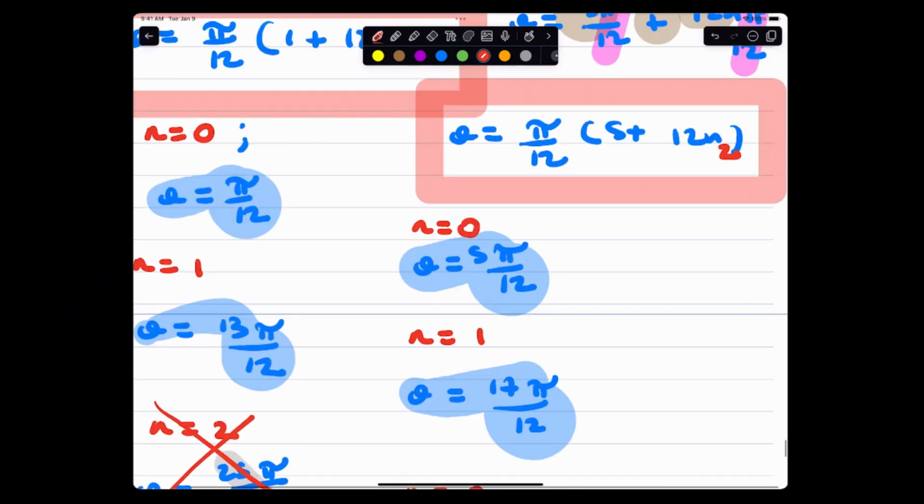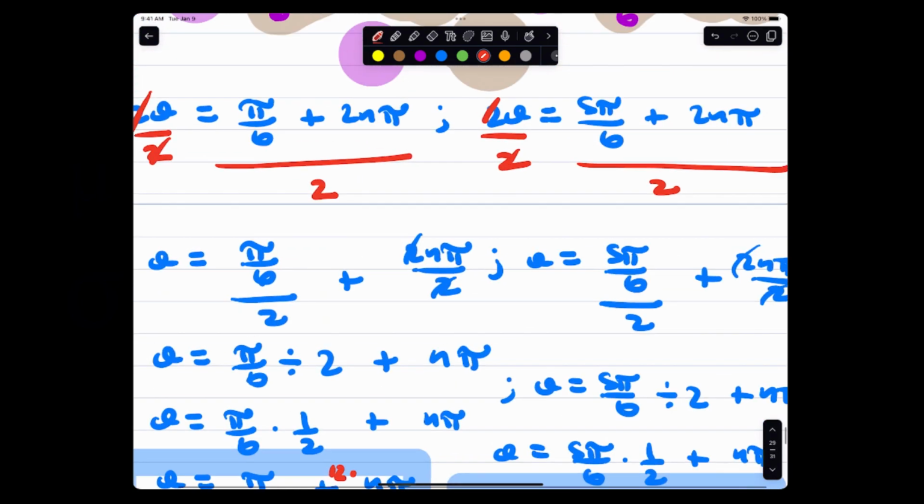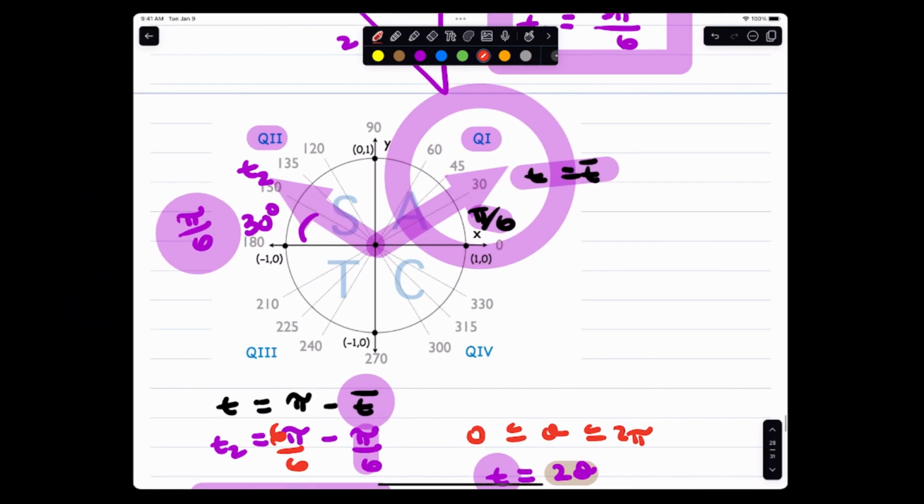So when they give you a nice restricted domain, start with all the work we did with the general solution. Write the sequential form and use your integer values of n: 0, 1, 2, because that restricted domain starts at 0. And now we put everything together. You see how it comes together? We got to give this to you guys in bite-sized pieces. If we don't, you might choke. Do you guys know what I'm saying?